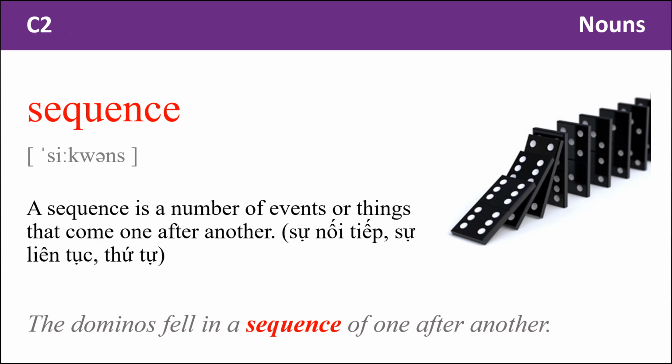Sequence. A sequence is a number of events or things that come one after another. The dominoes fell in a sequence of one after another.